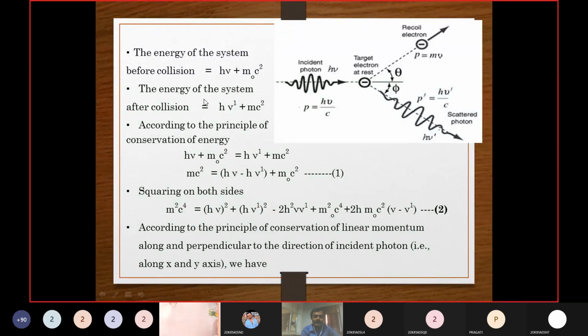Now the energy of the system after collision. After collision, m is the mass of the electron when it is moving. So the mass changes according to the motion. Based on Einstein's relativistic theory we can explain how mass changes if a particle is moving with relativistic velocities, meaning the velocity is approximately equal to the velocity of light. Then the mass also changes.